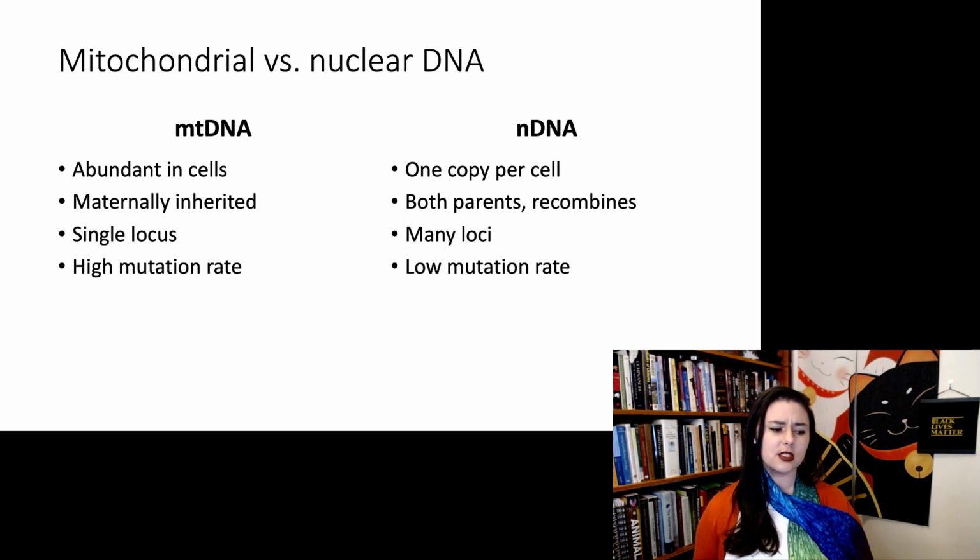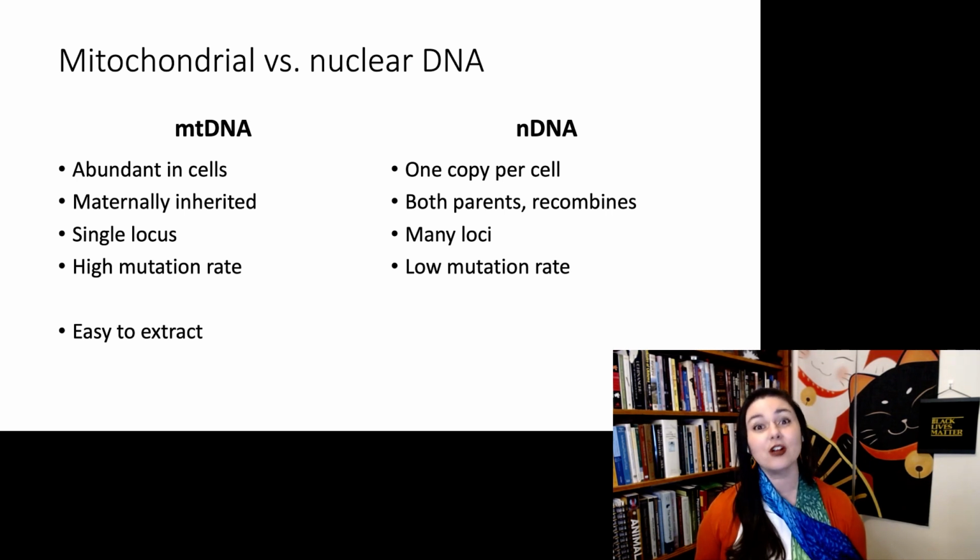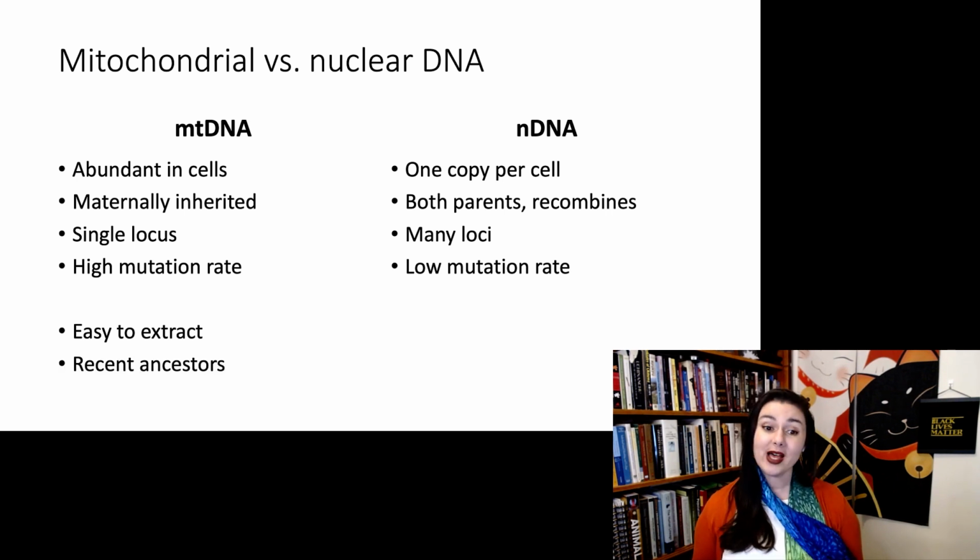So this allows us to say slightly different things. All in all, this means mitochondrial DNA is very easy to extract. So if you're trying something for the first time, you're probably going to go for the mitochondrial DNA first. And actually, most of the early stuff on ancient DNA was mitochondrial. But because of that single locus, high mutation rate, we can pretty much only say much about recent ancestors.